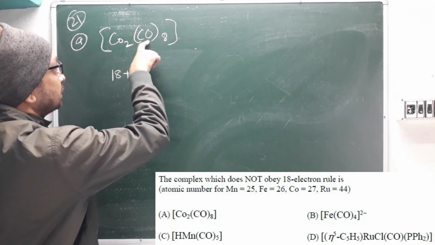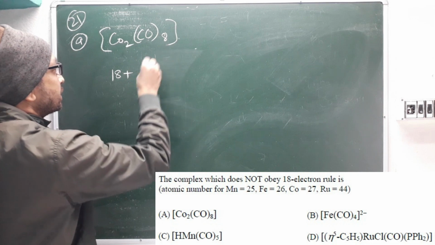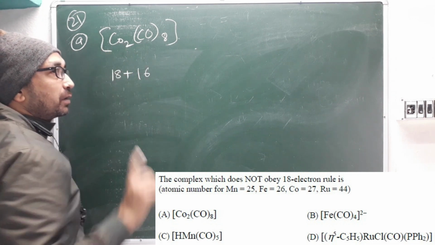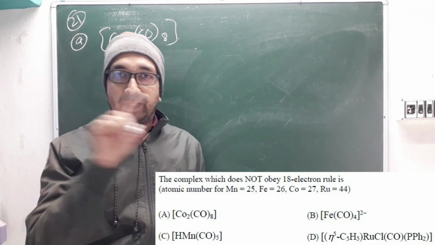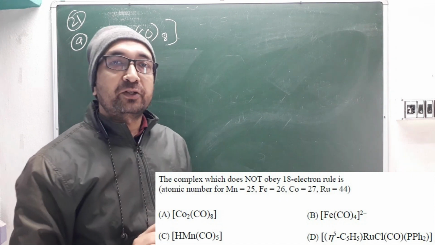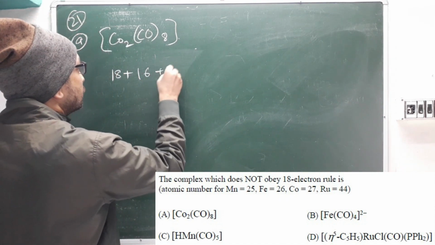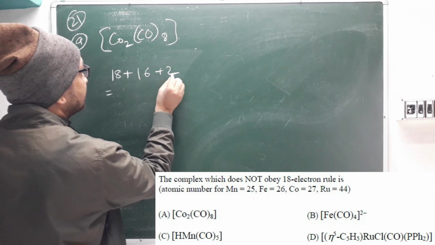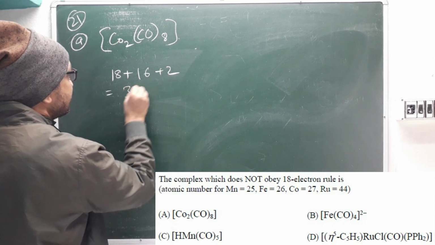Because the lone pair is donating, 2 into 8 will be 16, and one metal bond will be there. We know that in a single bond, a minimum of 2 electrons will be there, right? So plus 2. So how much is it coming? 16 plus 18, that is 36.